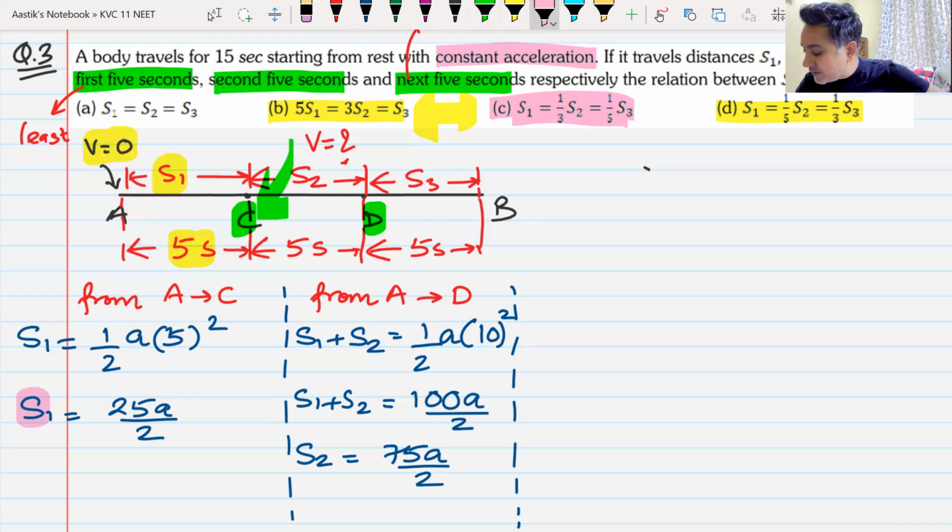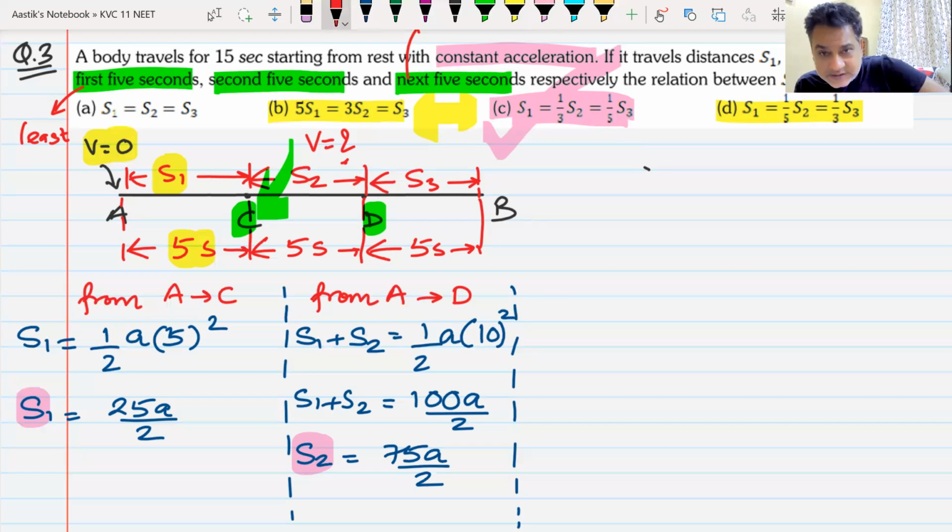That is, my dear friends, the value of S2. As soon as you get the value of S2, you can mark this as the correct answer. You don't have to do the third step because you can see S1 is 1/3 of S2. Even though you can find out the answer, I will tell you how to do it.